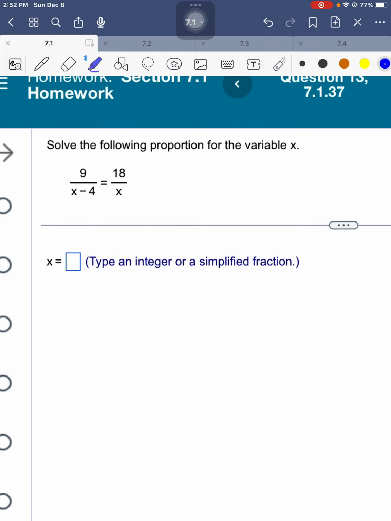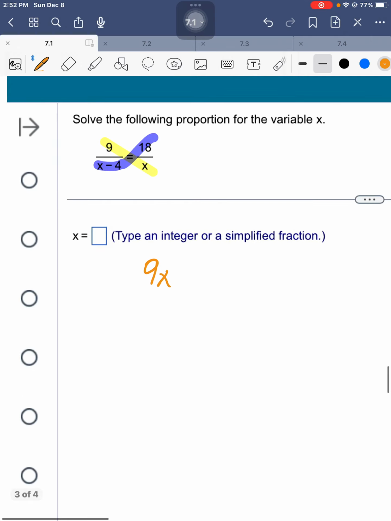Okay? So now let's do this one. Once again, solve the following proportion for the variable x. There's an equal sign, so I need to cross multiply. So my extremes and my means. So I'm going to have 9x equals 18 times x minus 4.